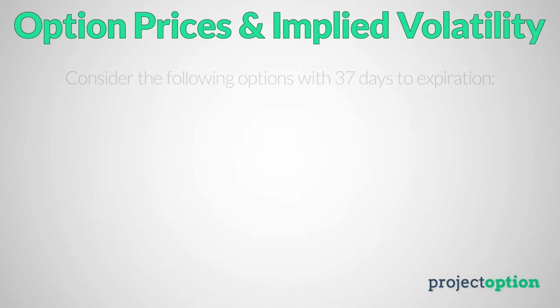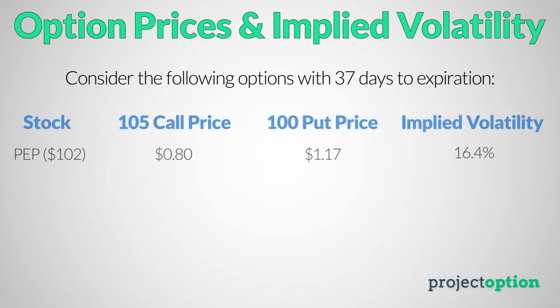Consider the following option prices that I recorded from two similarly priced stocks, which at the time were Pepsi and UNP. In this table, we're looking at the call option and the put option that are slightly above and below the stock price at the time of recording their prices. As we can see, Pepsi was at $102 and the 105 call was 80 cents, while the 100 put was $1.17. At the time of recording these option prices, Pepsi's implied volatility in the 37-day expiration cycle was 16.4%.